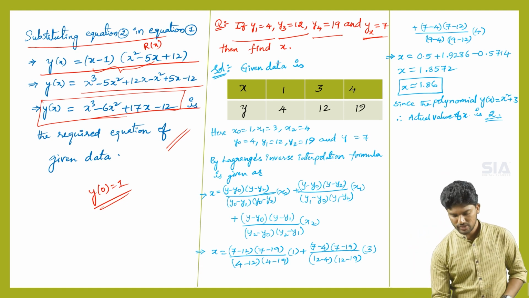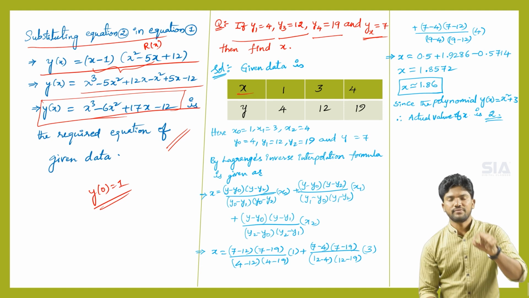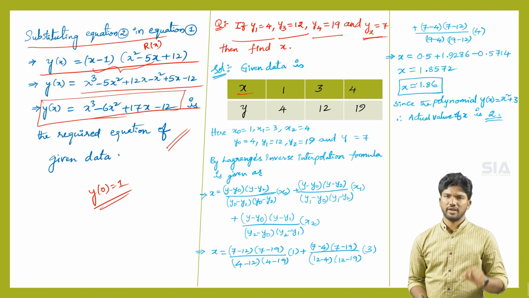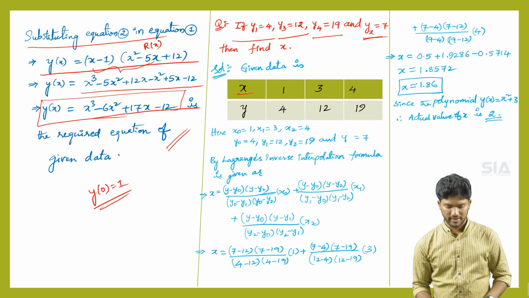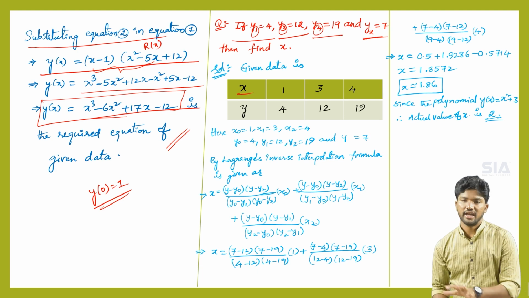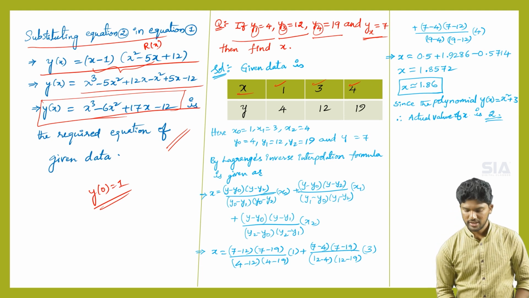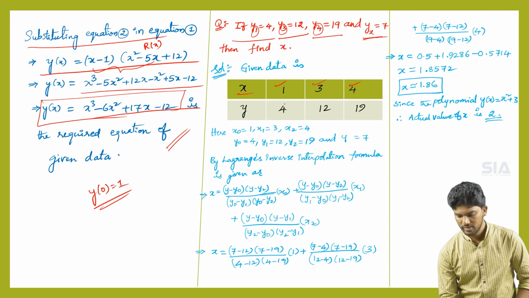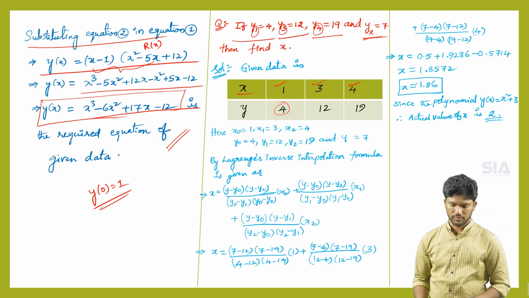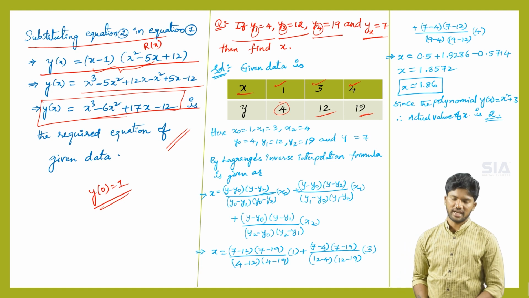So now you can see the solution. Given data: x values are the suffix values of y. The y suffix values are called x values. So therefore 1, 3 and 4 are the x values, and the corresponding values are, for 1, y1 is equal to 4, y3 is equal to 12 and y4 is equal to 19.